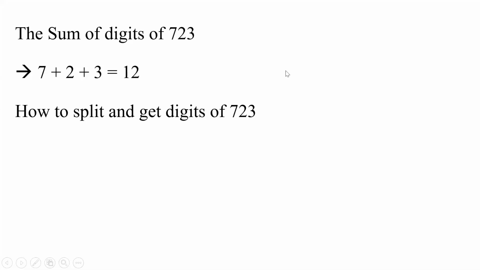Now, we have to extract the digits of 723. How to split and get the digits of 723? For that, we need to remember only 3 steps. The steps I am giving on the right side: find the remainder, find the quotient, and then using a variable sum, we accumulate the remainder. Only 3 steps. Write this down in your note, and we are going to substitute the values of n, remainder and sum in order to find the sum of the digits of the number 723.